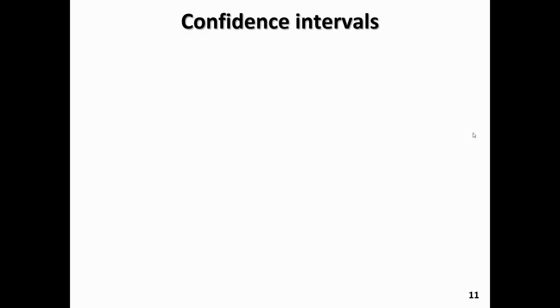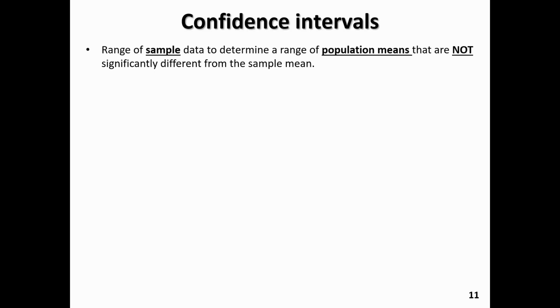In this lecture, we're going to introduce a concept called the confidence interval, and we'll go through how to actually calculate a confidence interval. The confidence interval is a type of inferential statistic in which we use a range of sample data to determine the range of population means that are not significantly different from the sample mean.